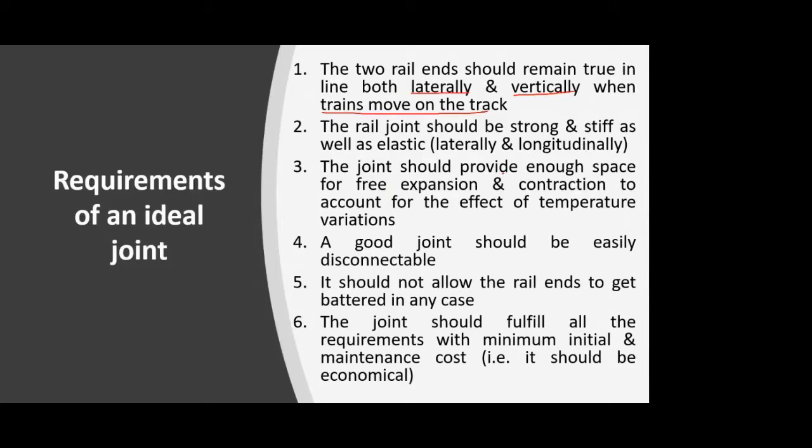The joint should be provided so that enough space is there between two rails. As we all know, rails are made of metal, and metals tend to expand and contract with changes in temperature. That expansion and contraction should be allowed, and only if you allow it will there not be any thermal stresses in your system.